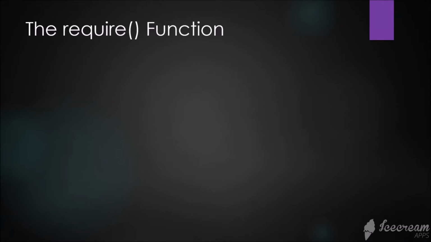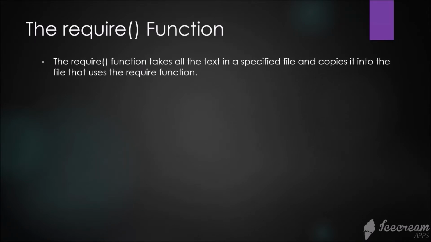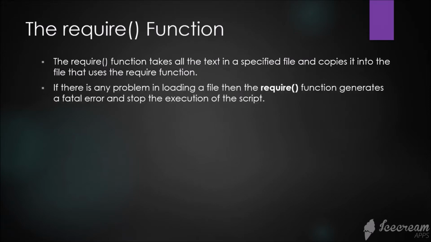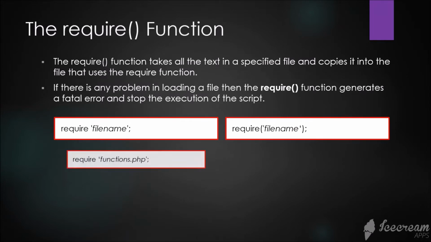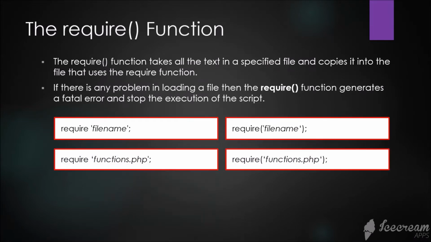Okay. The require function. The require function takes all the text in a specified file and copies it into the file that uses the require function. If there's any problem in loading a file, then the require function generates a fatal error and stops the execution of the script. So this is our syntax. Then we have our functions.